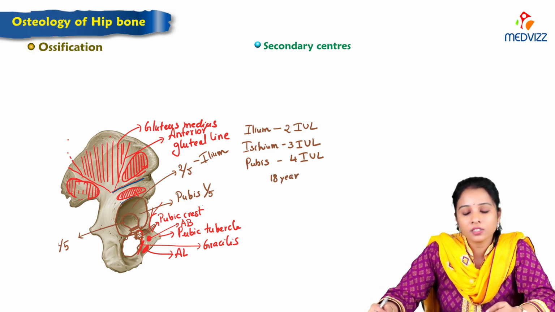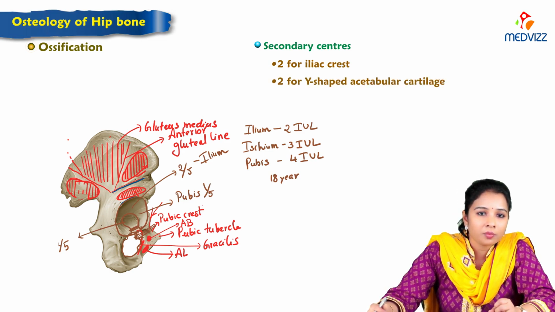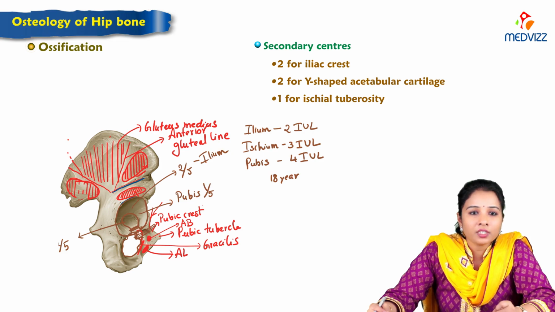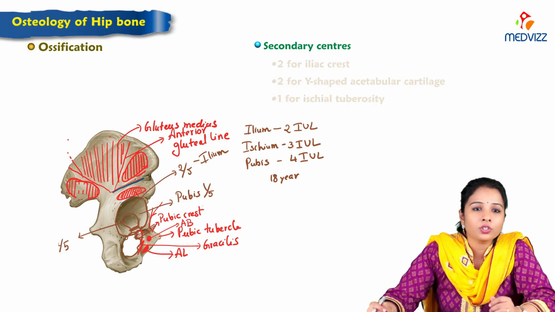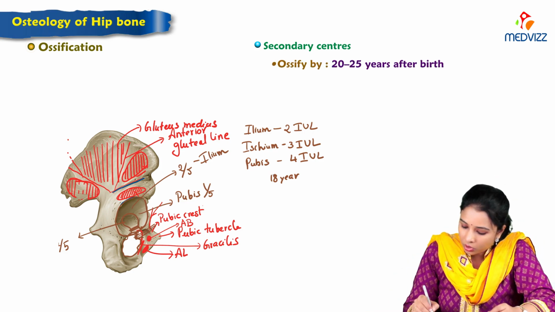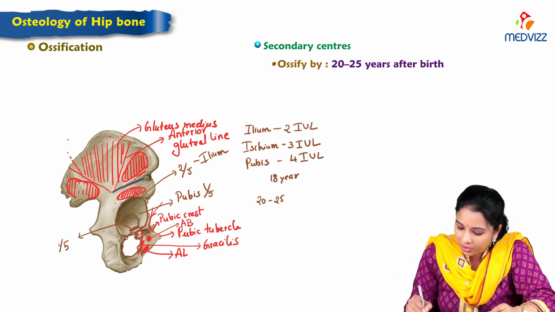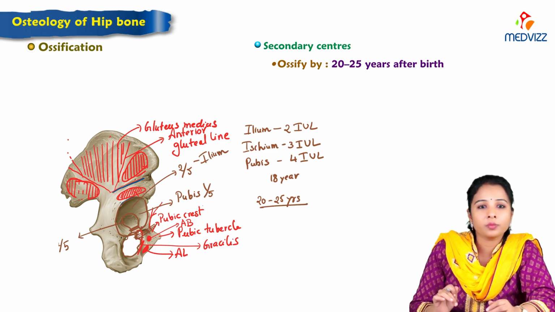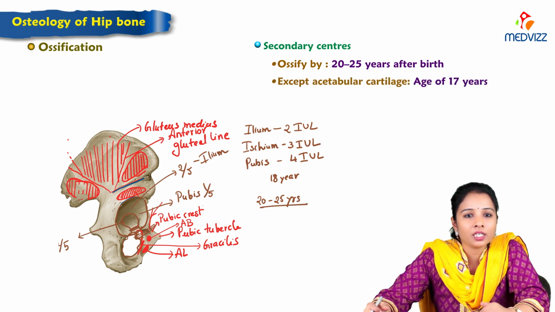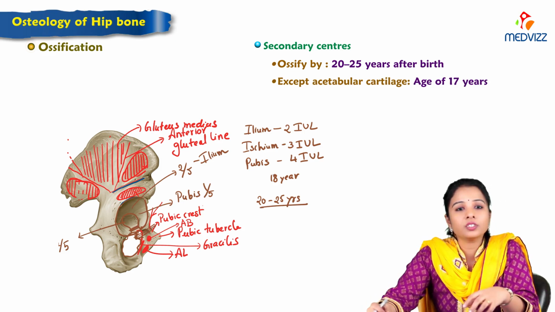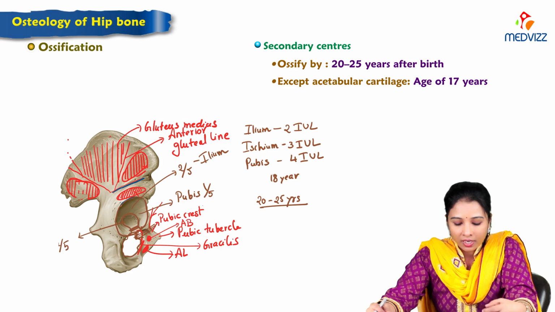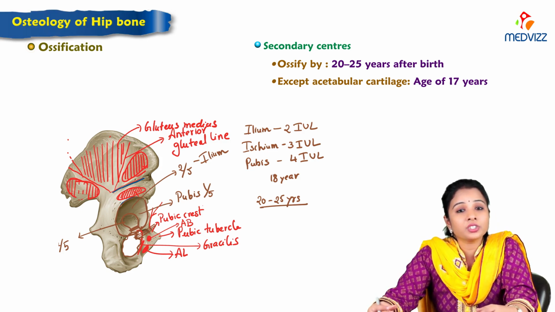And secondary centers: 2 for the iliac crest, 2 for the Y-shaped acetabular cartilage, and 1 for the ischial tuberosity. All these secondary centers usually ossify by 20 to 25 years after birth, except the acetabular cartilage, which ossifies at the age of 17 years. So this completes the ossification and muscular attachments, features of the hip bone. Thank you.